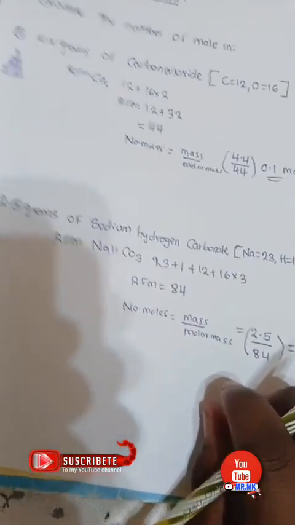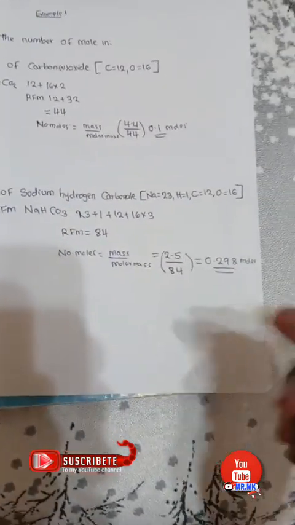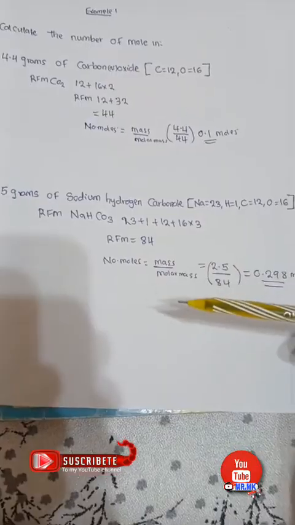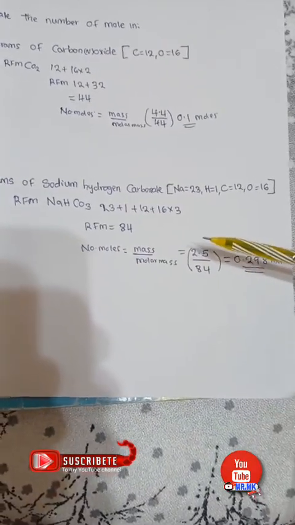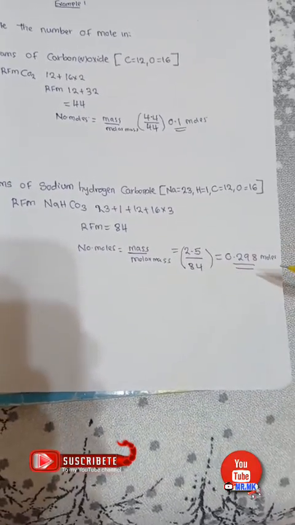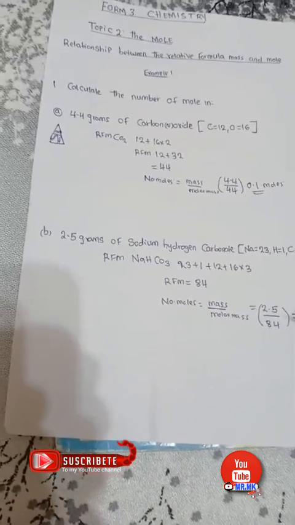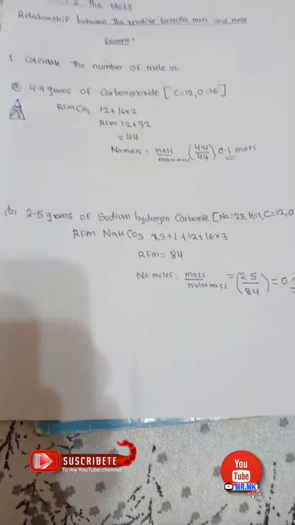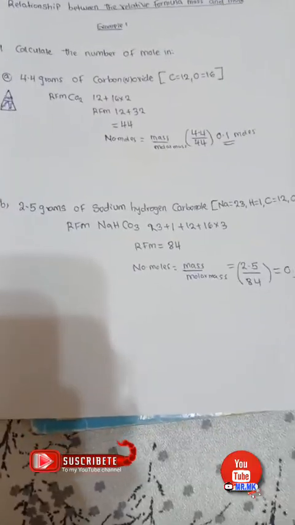0.298 moles. That is how you go about that. We have said for you to get the number of moles we have mass divided by molar mass, which is 2.5 divided by 84, which is 0.298 moles. I think that was the last one, and I wish you all the best.